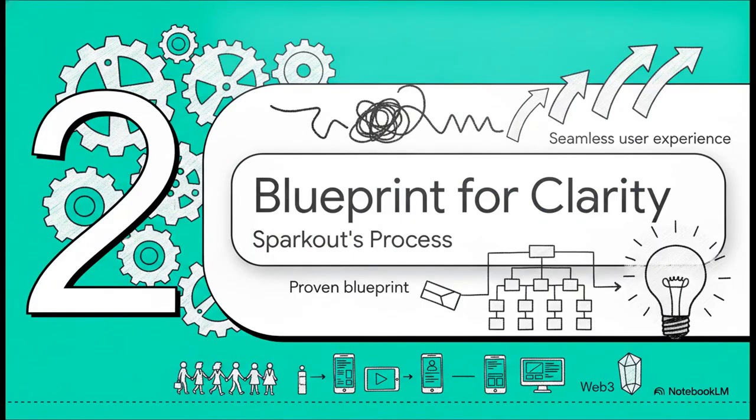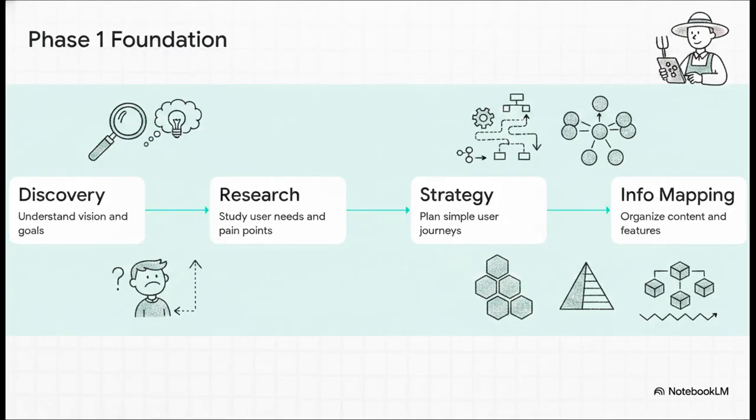Section 2. The blueprint for clarity. Sparkout's design process. To reverse engineer the success and actually solve that Web3 friction, Sparkout basically chunks their process into distinct phases, starting with a rock-solid foundation. This covers product discovery and user research to really dig into user pain points. From there, they move straight into experience strategy and information mapping. They're literally planning out frictionless journeys and organizing content so a user, like our farmer, can navigate these decentralized structures effortlessly, without ever needing to know what's happening in the code.